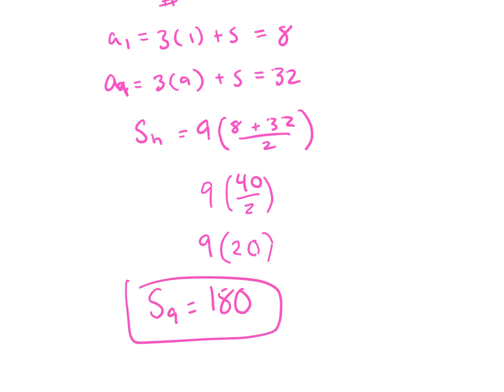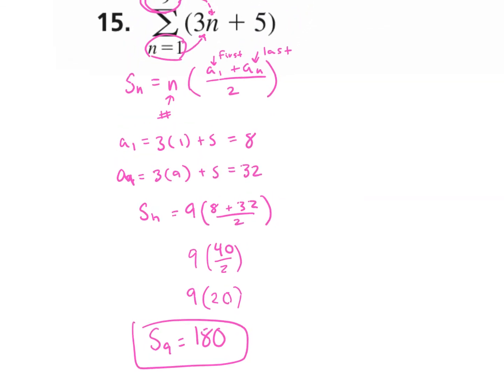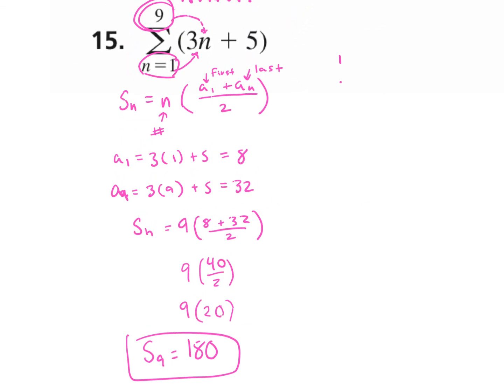Now you can sit here and plug in 1, 2, 3, 4, 5, 6, 7, 8, 9, and add them all up. But if you had something with 20 terms, that would take you forever. You don't have time for that on the test. So you need to use the formula. Any questions here?